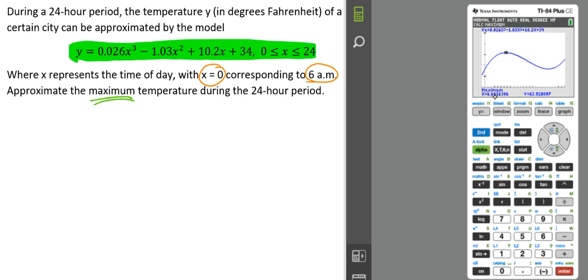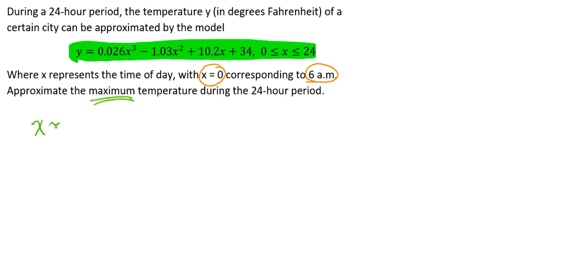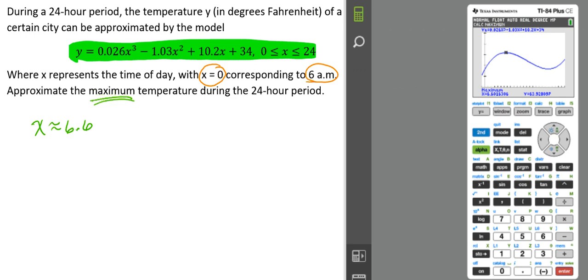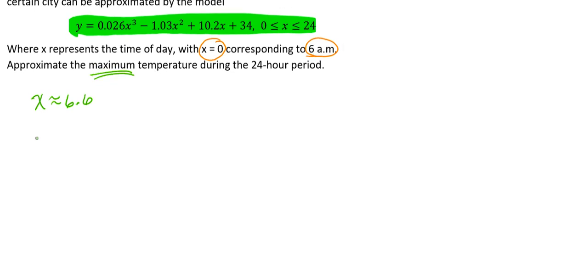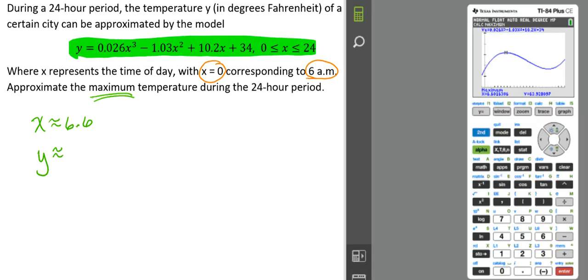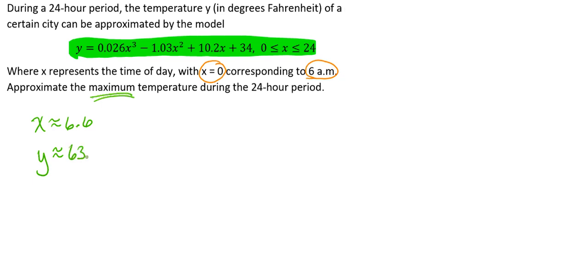So let's write that down. So that happens when x is approximately 6.6. Let's just double check that and make sure. Yep, 6.6. And our y value there was approximately, let's go look at that, 63.9. So 63.9, which is going to be approximately 64 degrees. Oops, not percent. That is definitely the wrong symbol. Let's try that again. Degrees.